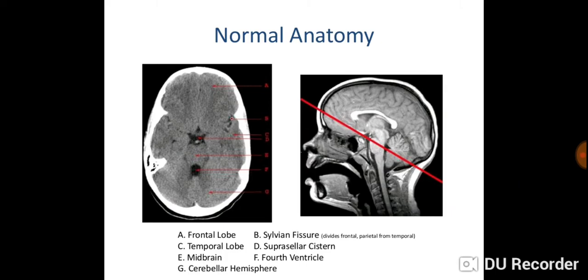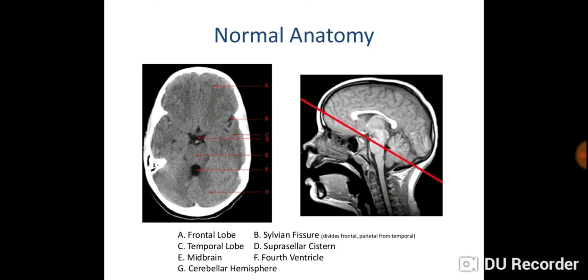This is the sylvian fissure that you see that divides these two lobes. Right here you've got the temporal lobe still, and you've got the suprasellar cistern right here. The midbrain, you can see it is differentiated here. You can see it is surrounded by spaces filled with CSF. Now you've got the fourth ventricle right here, and you've got the cerebellar hemisphere.